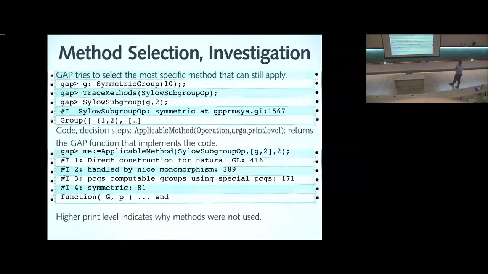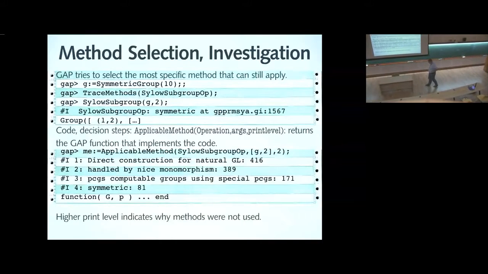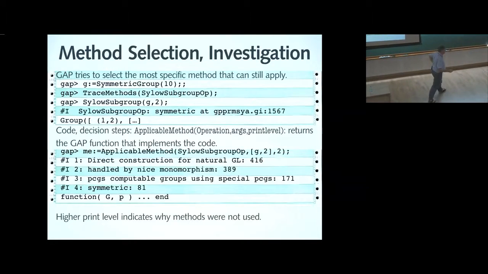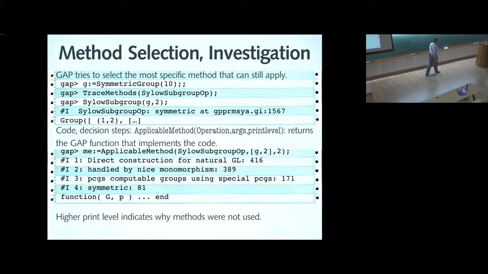Okay. Next thing, as I promised you in the first lecture, I would talk a little bit more about method selection. Method selection is the name we give to the mechanism which deals with a situation where you have different algorithms for the same result, but they work only in certain cases. The algorithm for the order of a permutation group is different from the algorithm for the order of a matrix group, say.